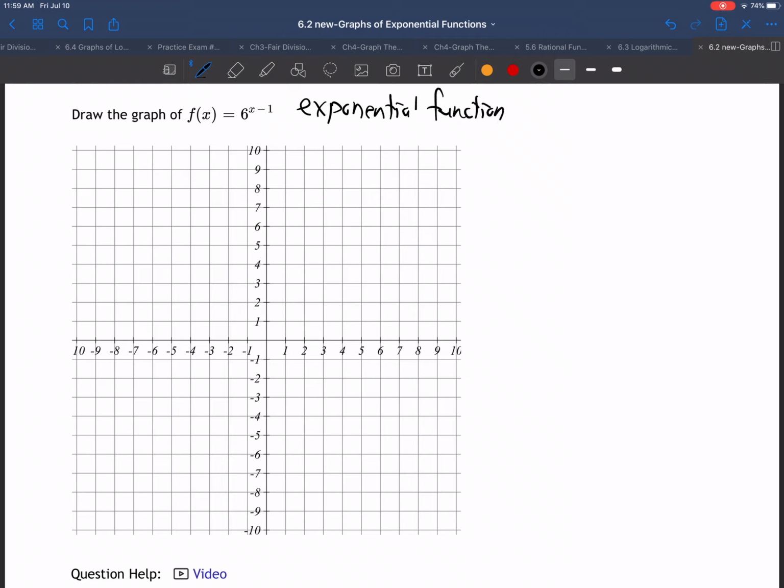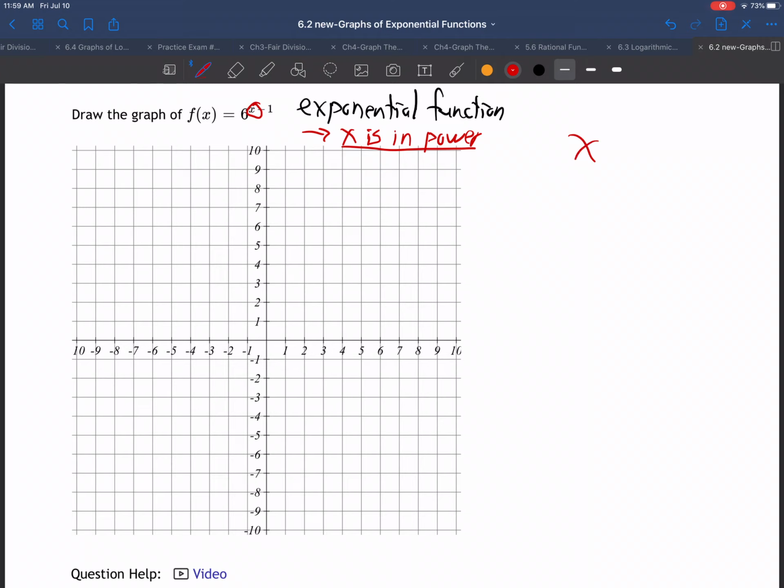function. Now, what do I mean that it's an exponential function? Meaning x is in power, right? Exponents mean powers. And see how x is up here in the power zone? That's what it means to be an exponential function. X is up there in the power zone.